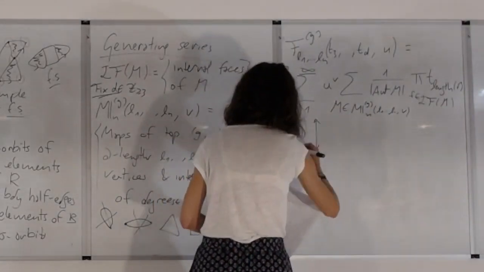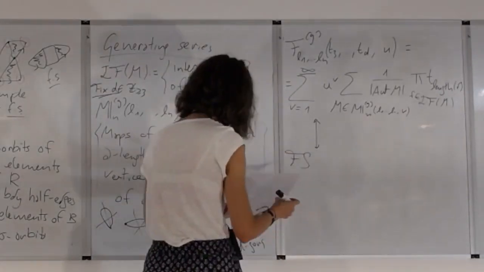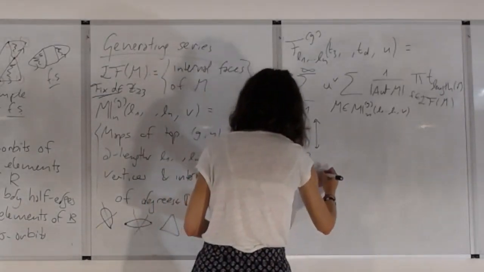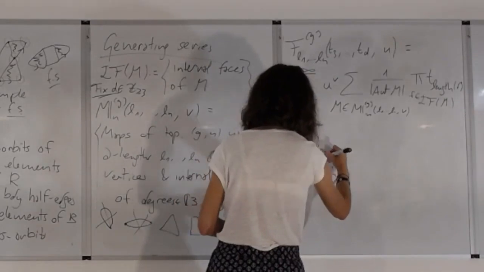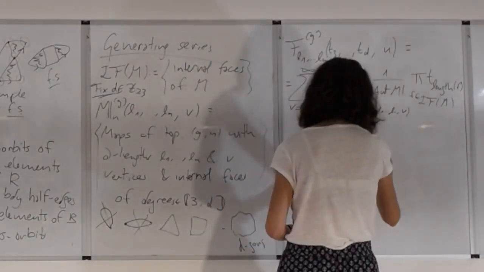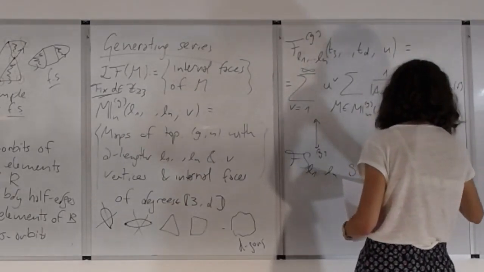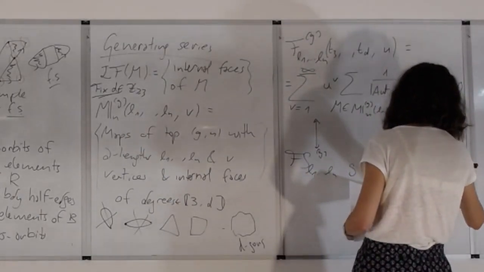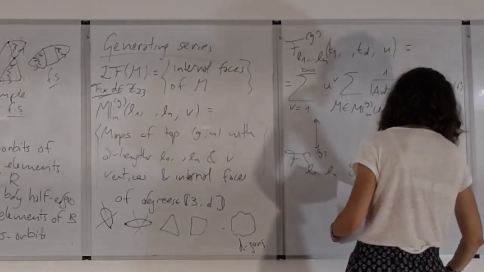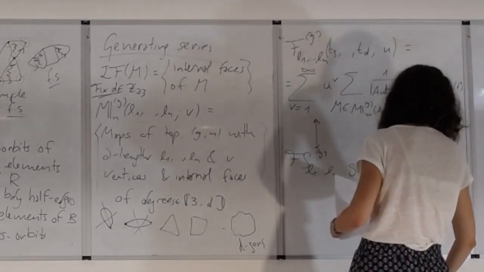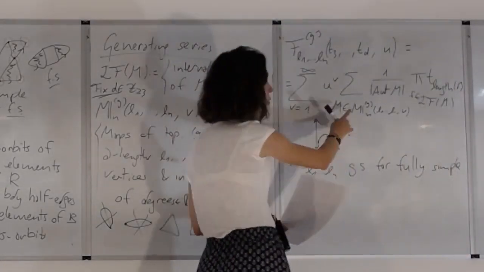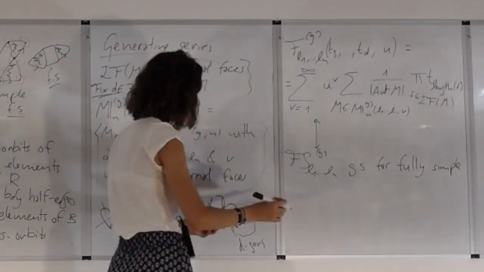And we have the analog, which is the fully simple one, that I will write much more quickly, because you can guess how to fill in the details. It's just the generating series for fully simple. It's exactly the same. It's just that here you need to sum, of course, over fully simple maps.